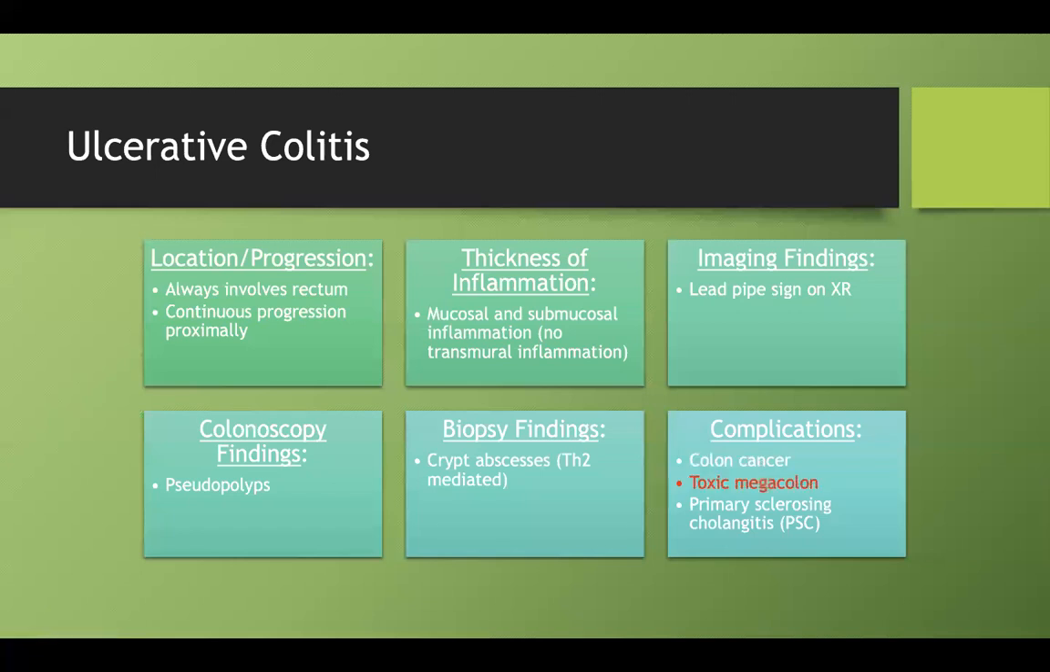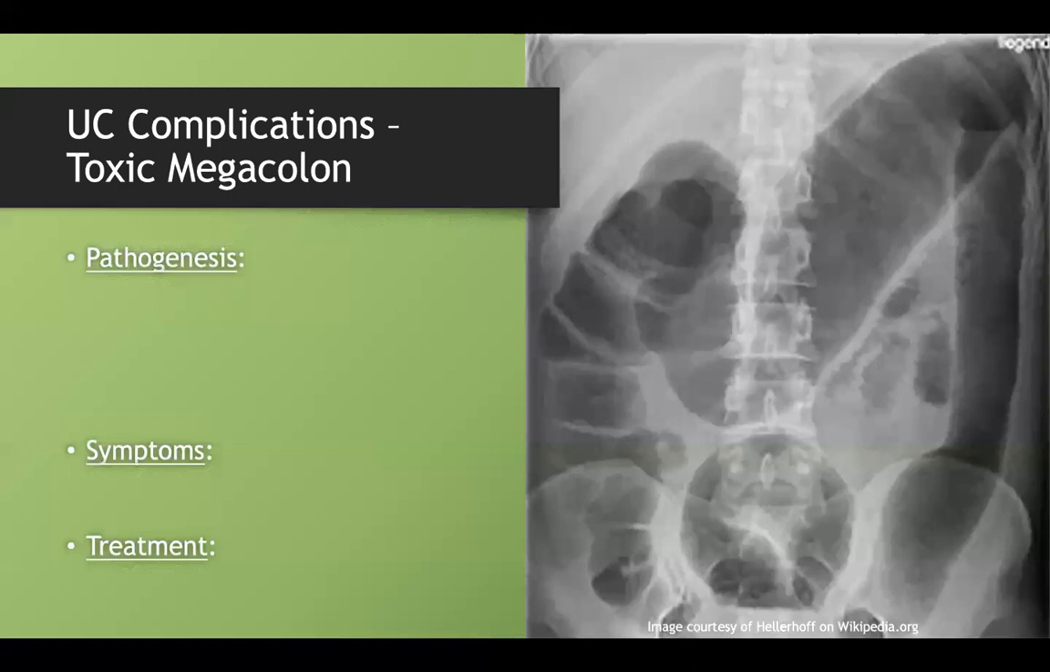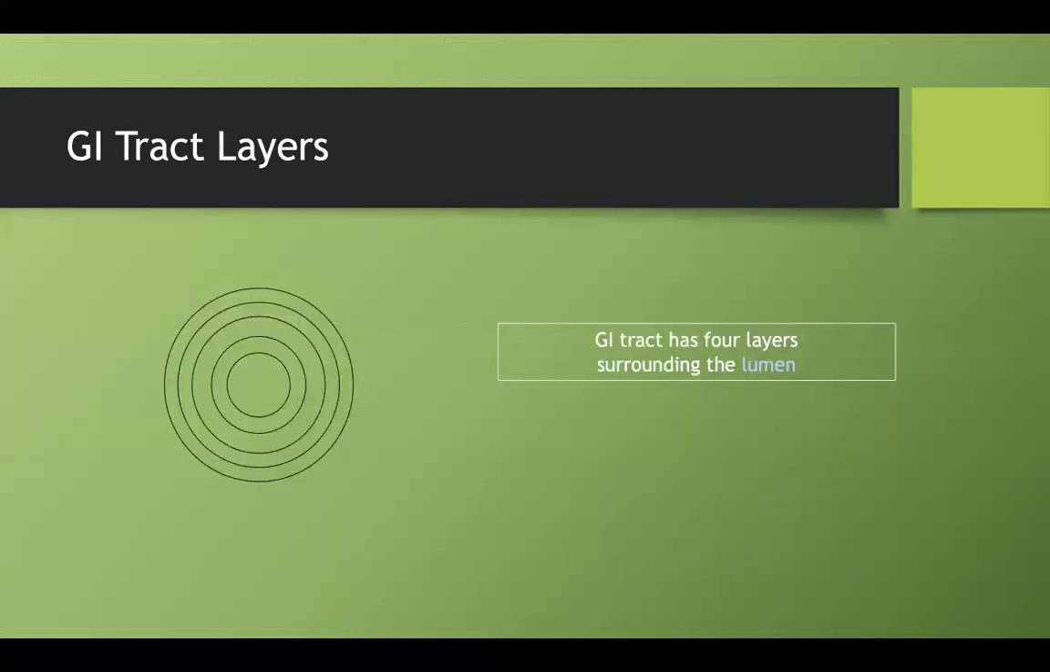Another complication to keep in mind is toxic megacolon. Toxic megacolon is caused by inflammation, because damage to nerves in the myenteric plexus from that chronic inflammation leads to a decrease or absence of peristalsis, which is the normal movement of our stool burden throughout our GI tract.